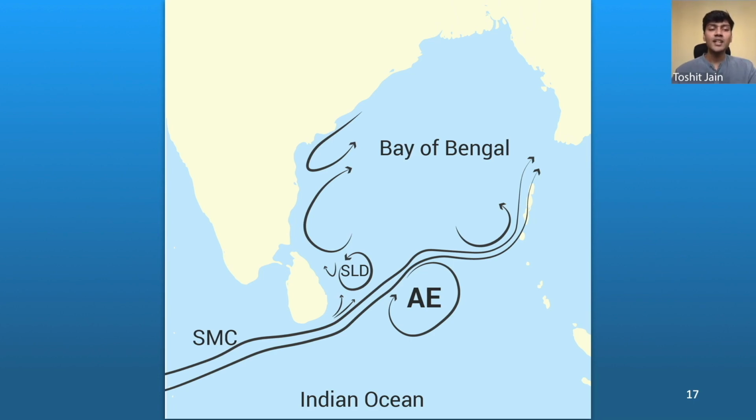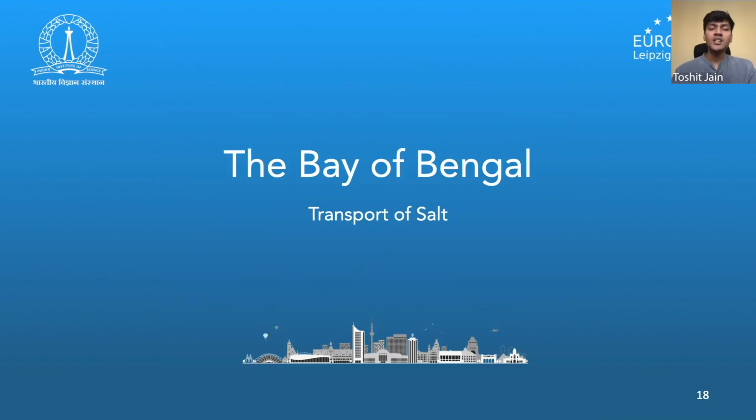The anticyclonic eddy is 500 kilometers in diameter and is characterized by intense downwelling owing to its anticyclonic circulation. The anticyclonic eddy starts forming in June, develops into its circular shape in July, and weakens in August. Let's take a look at how the anticyclonic eddy recirculates salt into the Bay of Bengal.